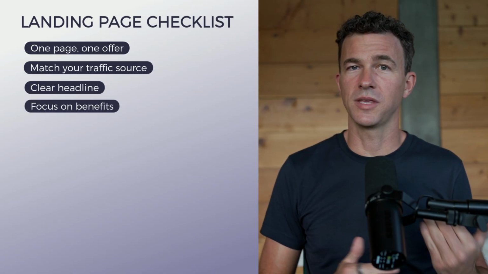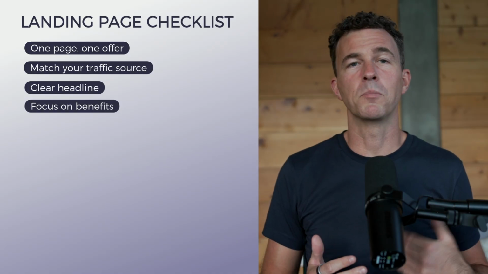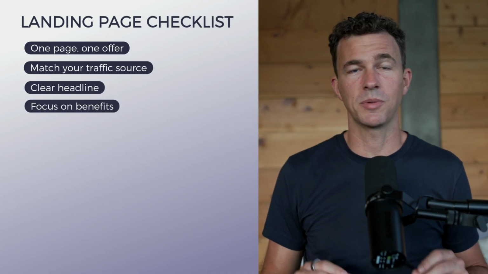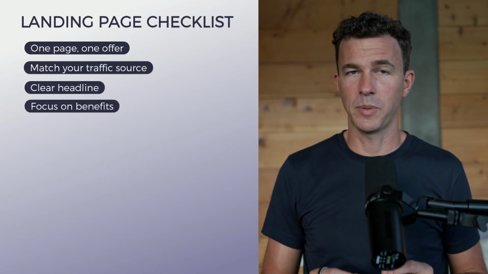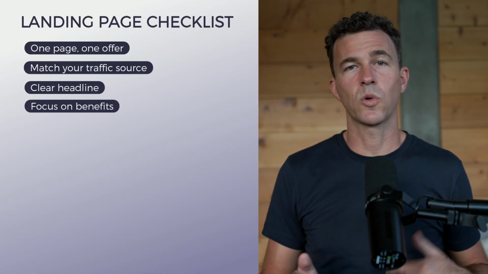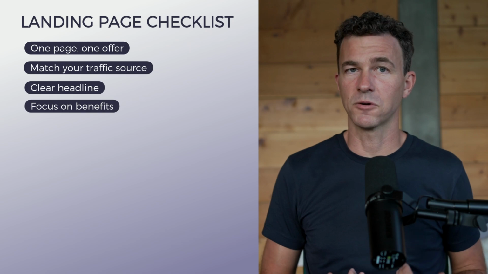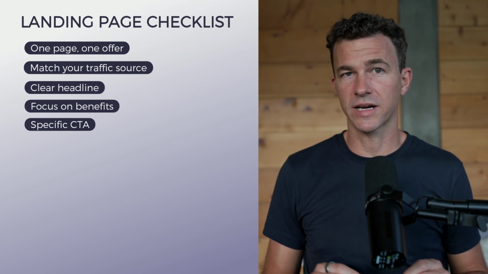Don't tell them what the freebie is. Tell them what they get out of it. A mobility PDF is simply describing the document. 5 exercises that ease your shoulder pain outlines the benefits. Everyone landing on your page is quietly asking the same thing: what's in it for me? Answer that.